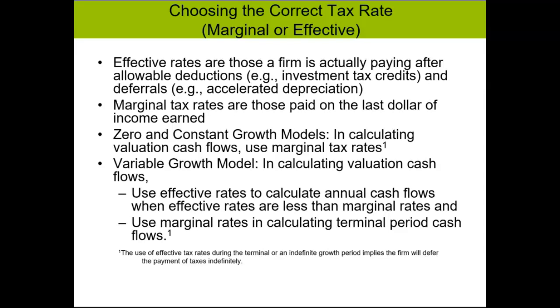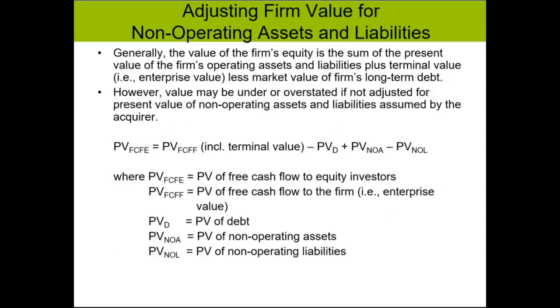Now, the next thing which we'll be seeing is adjusting firm value for non-operating assets and liabilities. The present value of the firm's operating cash flows must be adjusted for the present value of non-operating assets and liabilities to estimate firm value. So how are we going to do this?